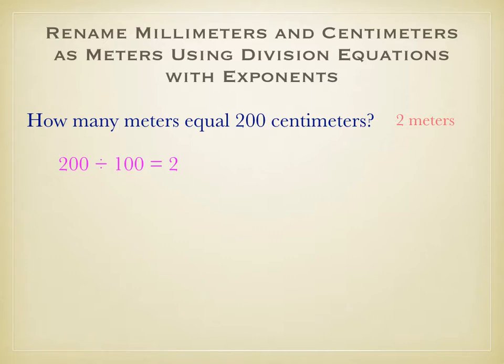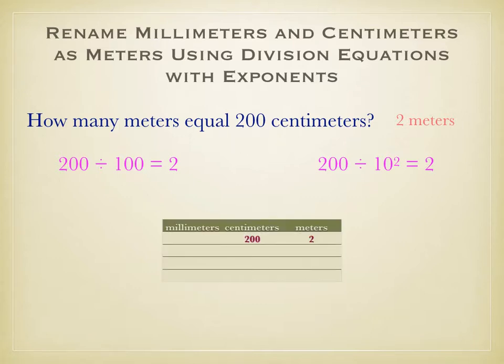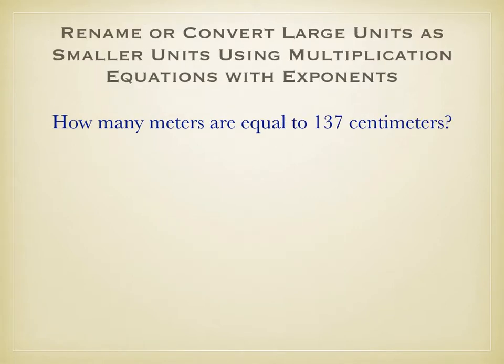How can we rewrite that with exponents? Well, it would be 200 divided by 10 to the second power equals 2. And we're going to document that on our chart where we have 200 centimeters is the same as 2 meters. So keep on going. How many meters are equal to 137 centimeters? And again, we're going from the smaller unit centimeters to the bigger unit meters. And to do that, we would divide by 100.